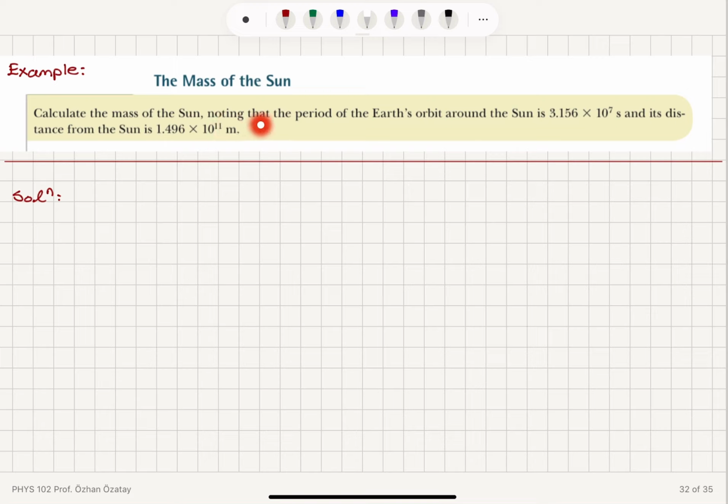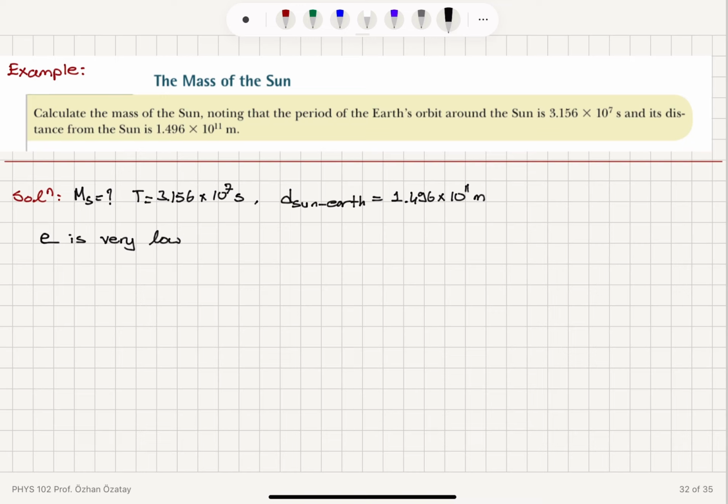Calculate the mass of the sun, noting that the period of the Earth's orbit around the sun is 3.156 times 10 to the 7 seconds, and its distance from the sun is 1.496 times 10 to the 11 meters. Okay, so we want to calculate the mass of the sun. We know that the period is 3.156 times 10 to the 7 seconds. The sun-Earth distance is 1.496 times 10 to the 11 meters. And for this orbit, the eccentricity is very low. We know that it's approximately a circular orbit.